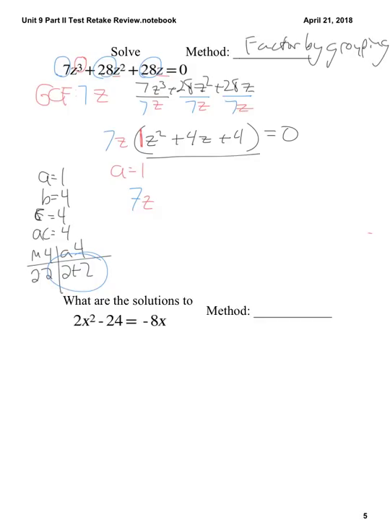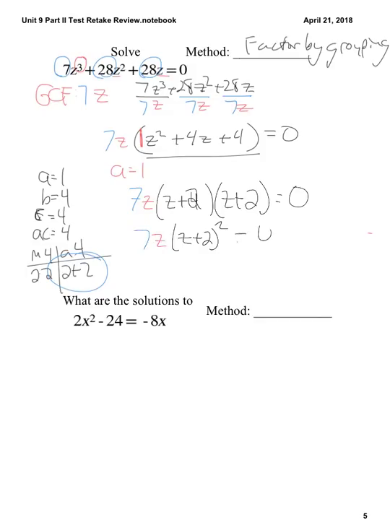And 7z is going to be multiplied by z squared plus 4z plus 4, or its factored form. That is going to be z plus 4. Oops, sorry about that. That's not actually correct. That's going to be z plus 2 times z plus 2, and that's equal to 0. I see that I have z plus 2 and z plus 2, so that's a z plus 2 quantity squared. And of course, I have not lost my 7z out front.